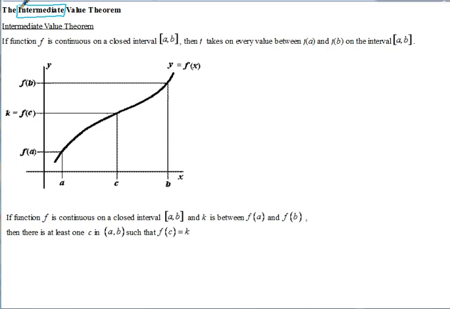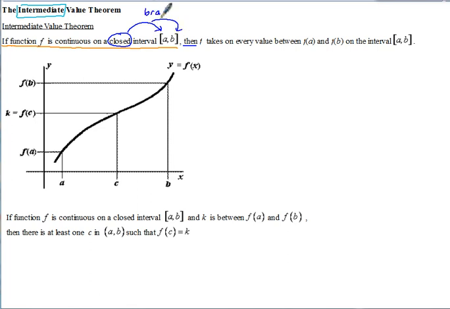With any theorem in math, there's always an if statement: something is true, then the then part of the statement, then this must also be true. So the if statement in the intermediate value theorem is, if the function f is continuous on a closed interval from a to b. And what it means by a closed interval is that the endpoints are included.